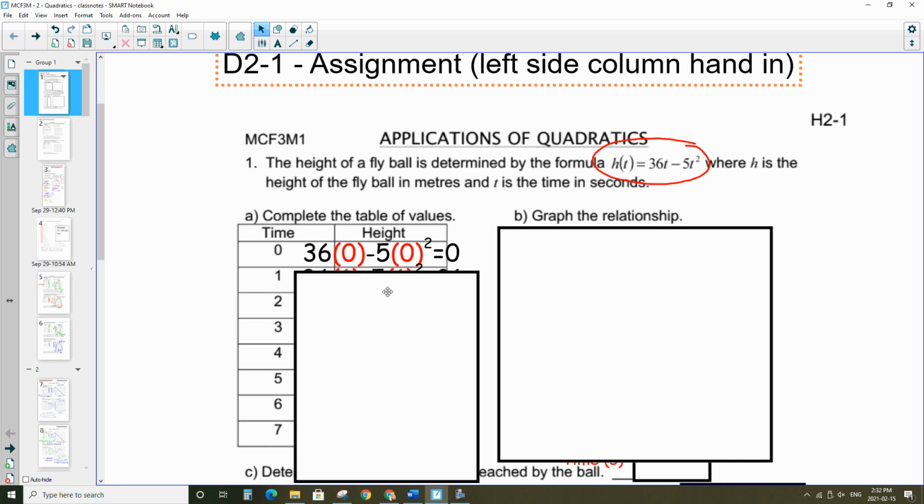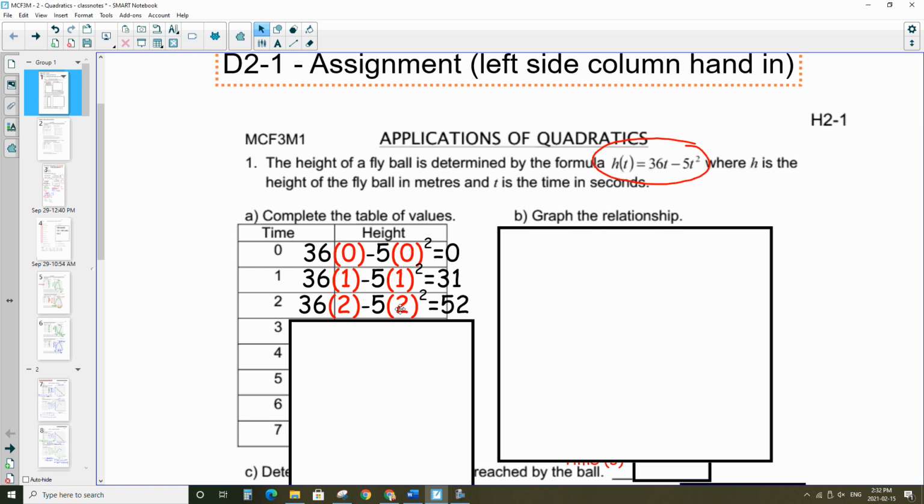So time 0, I've taken 0 and replaced the t with that, so 36 times 0 is 0, minus 5 times 0 squared. So you're going to end up with 0 for the first one. If you plug in 1, it will be 36 times 1, subtract 5, multiplied by 1 squared. Make sure that you square the 1 first, and then multiply by the negative 5. In this case, it doesn't make much of a difference because squaring 1 is still going to be 1. But when you get to the next line, make sure that you square the 2 first before you multiply by the 5, right? If you do 5 times 2 and then square, that will be incorrect. BEDMAS says to do the exponent first.